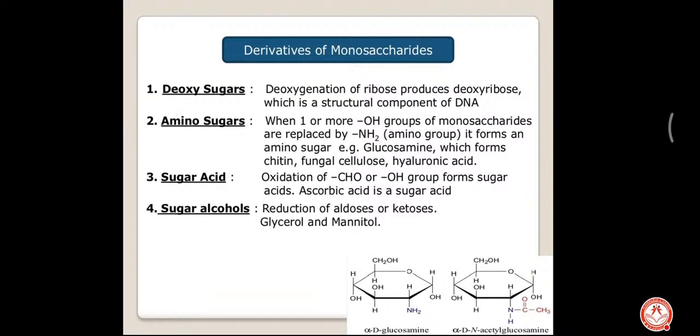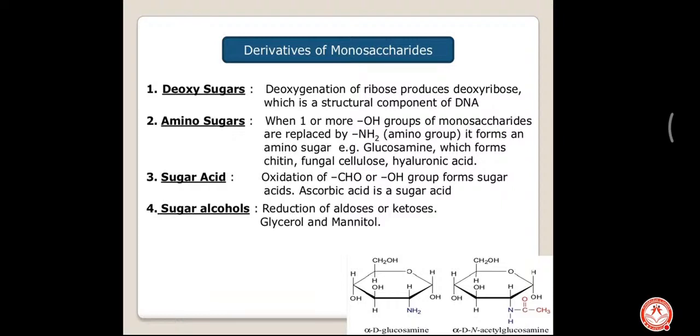Now, derivatives of monosaccharides. Deoxy sugars, that is found in DNA, deoxyribose sugar. Deoxy sugar means the sugar here is ribose. Deoxygenation of ribose produces deoxyribose, which is a structural component of DNA. Amino sugar: when one or more OH groups of monosaccharides are replaced by NH2, that is an amino group, it forms an amino sugar. For example, glucosamine, which forms chitin. Chitin is a polysaccharide found in the fungal cell wall, and hyaluronic acid. Hyaluronic acid is a very important example of derived monosaccharides.